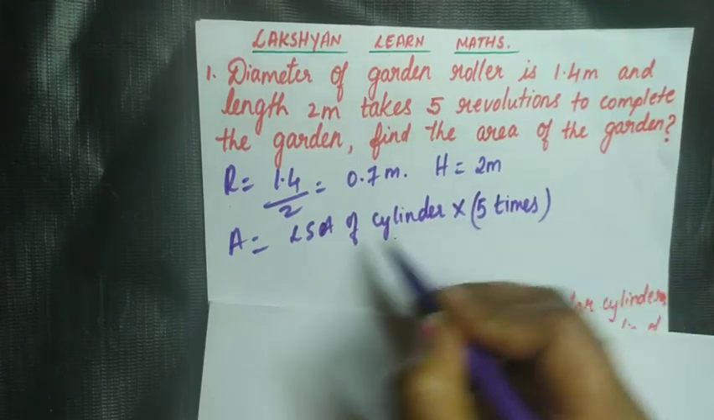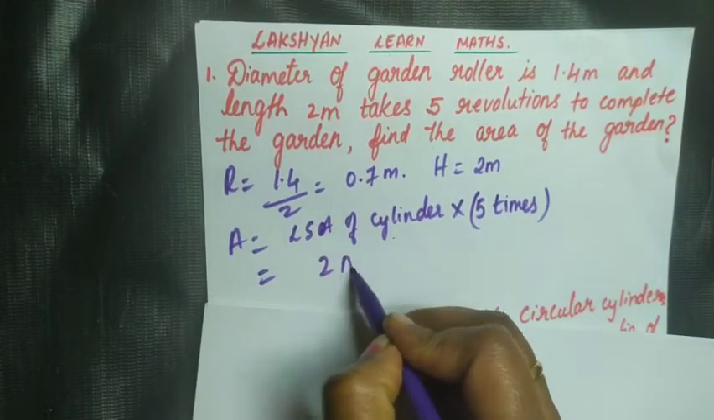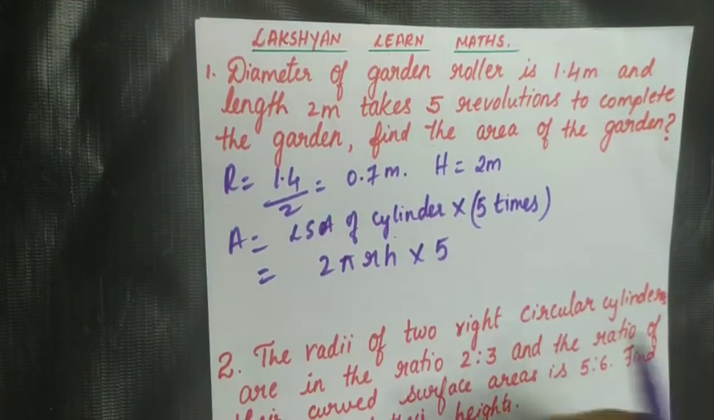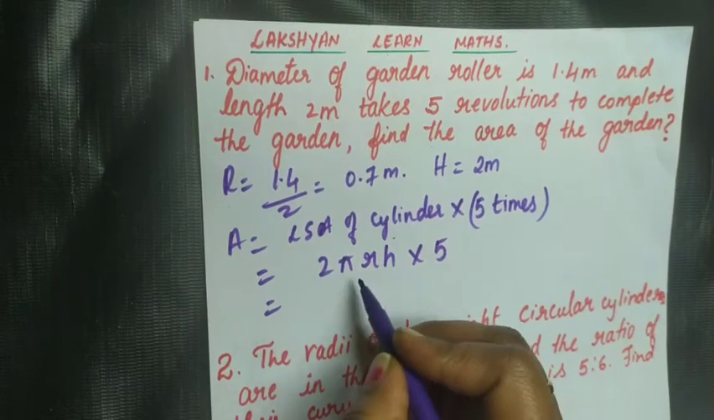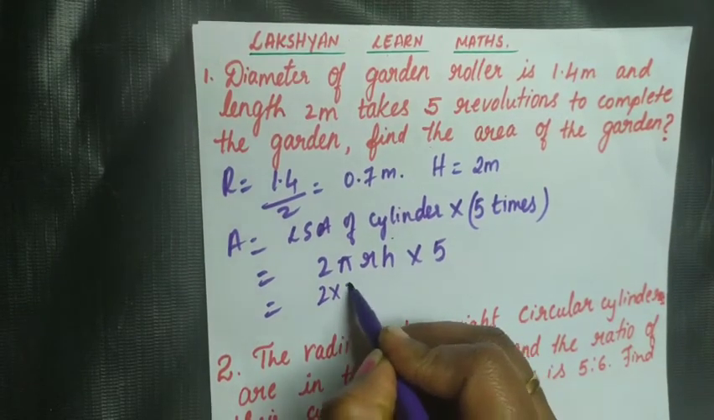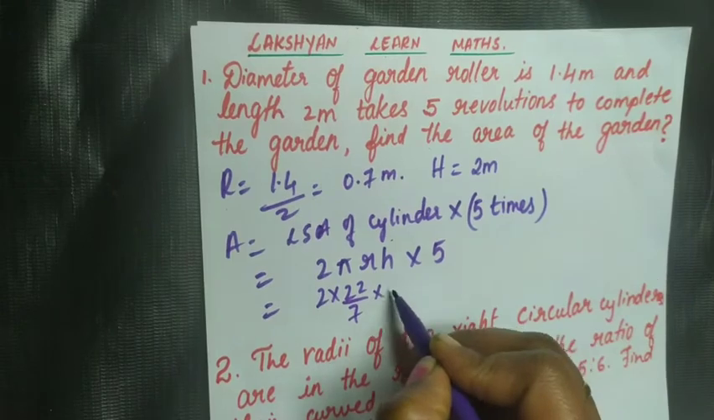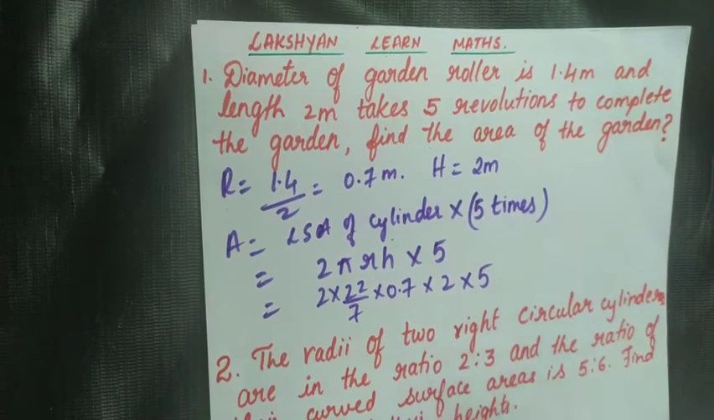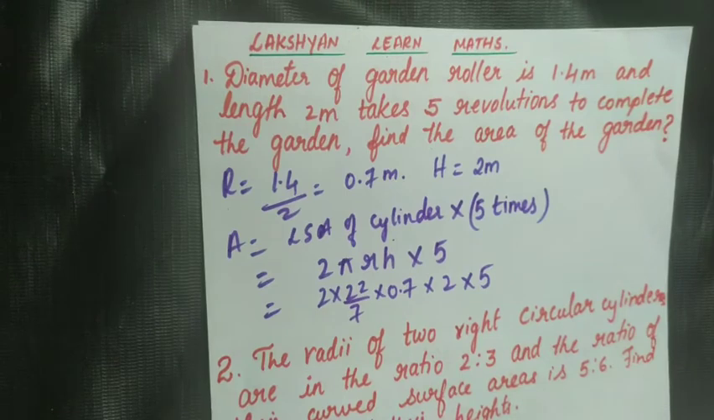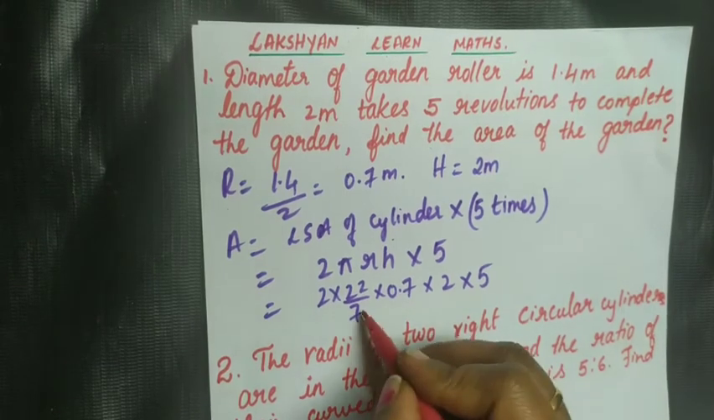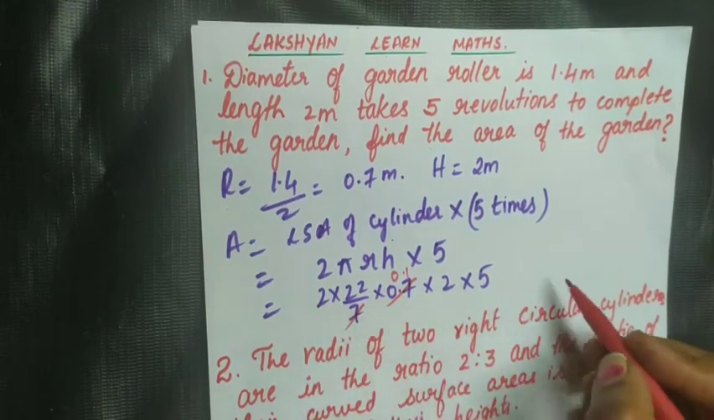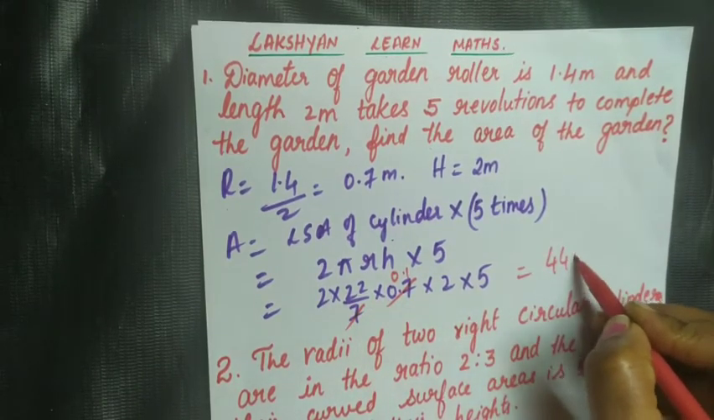Okay. Now what is the LSA of a cylinder? It is 2 pi RH, 2 pi RH into 5. Now that is 2 into, you know the value of pi, it is 22 by 7, and R is equal to 0.7 and h is equal to 2, into 5 as it is. Now by simplification, we can cancel the 7s, 7 into 0.1, and if you multiply all the remaining, we get the answer as 44 meter square.